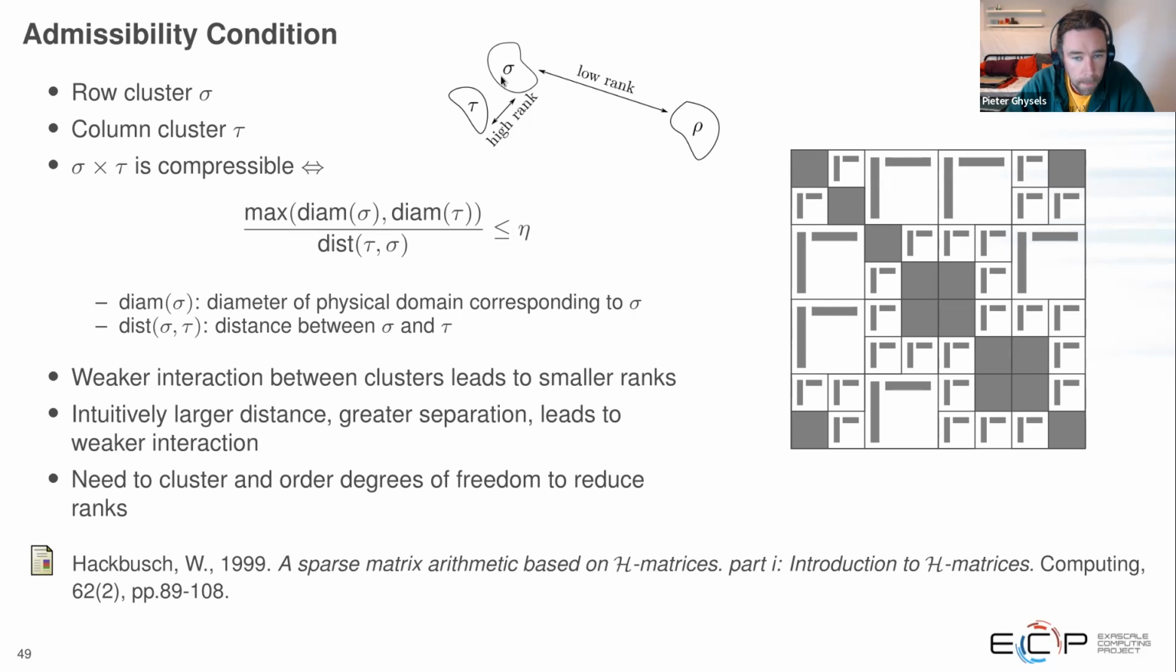They correspond to physical points in physical space. And if these clusters are close together, then that will lead to larger ranks in this subblock. If they are well separated, that will lead to lower ranks. So there's this condition called the admissibility condition to decide whether or not to compress this block. But to get good compressibility, it's important that you cluster your physical domain in order to find blocks that are of low rank.